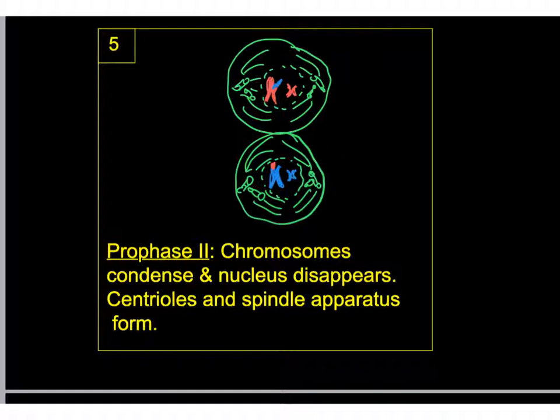If I see 2 cells where the chromosomes aligned along the equator, well, I know that when they're aligned along the equator, that's metaphase, and so there's 2 cells doing it, it's metaphase 2. If there's 1 cell doing it, it's metaphase 1. So from prophase 2, we're going to go into metaphase 2. So again, we're going to draw our 2 cells.